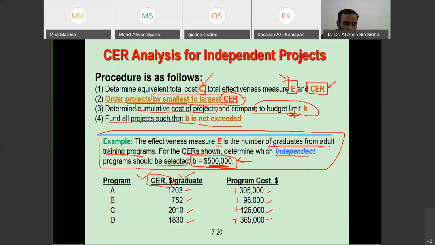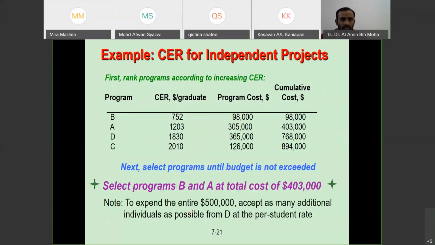So what we need to do is order them smallest to largest. Which one is smallest? B. And then A, and then D, and then C. So we need to rank them, and rearrange the order. So it should be B, A, D, C.